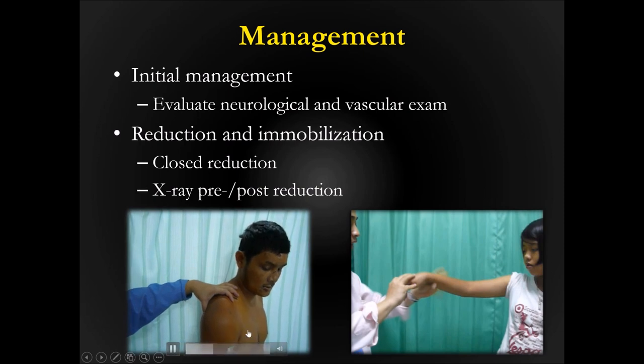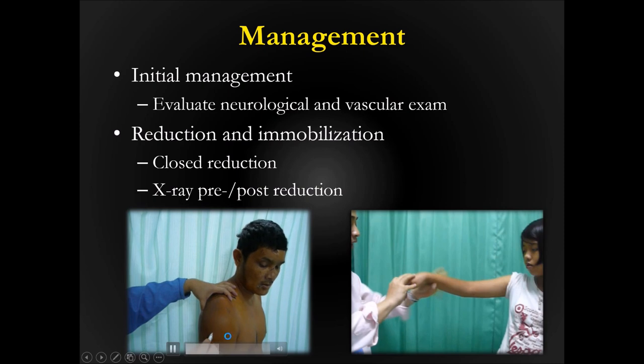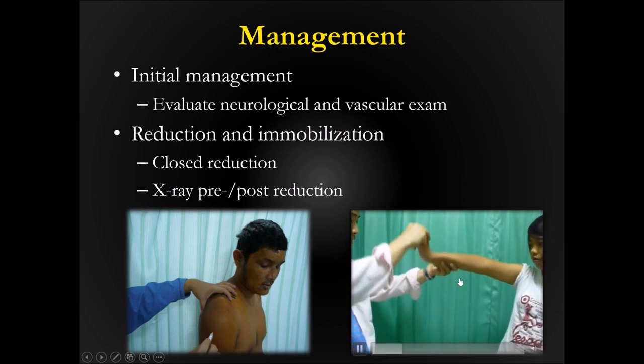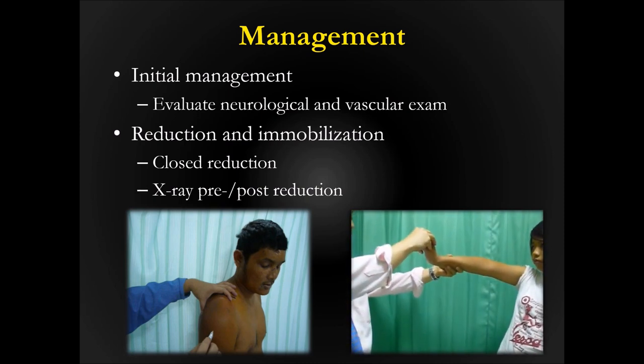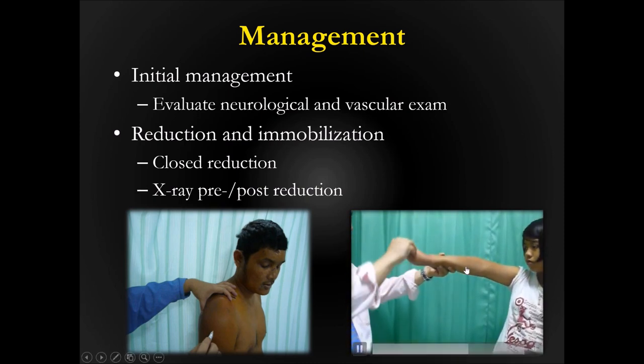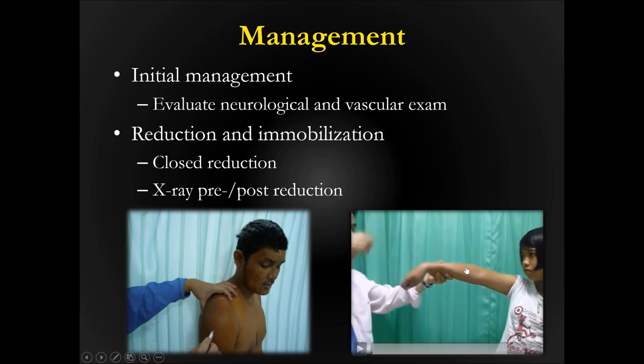Okay, and the deltoid insertion. See here, this is the deltoid insertion. So you need to test the axillary nerve every time. And this patient has dislocation, and also she has many nerve injuries: she has axillary nerve injury, she has wrist drop.